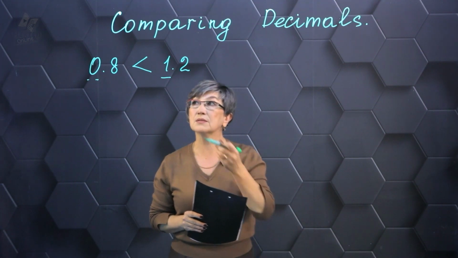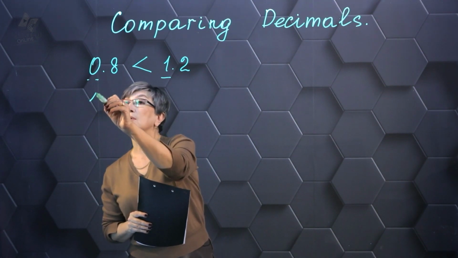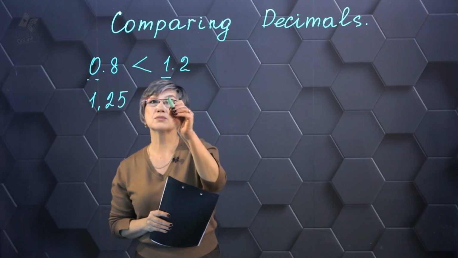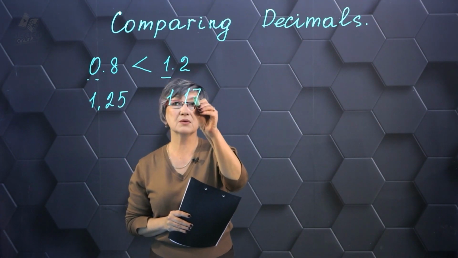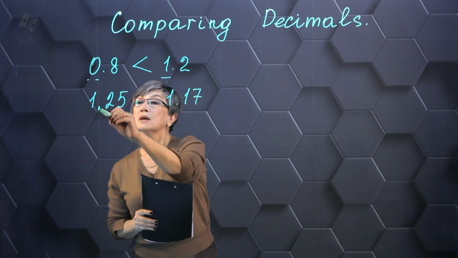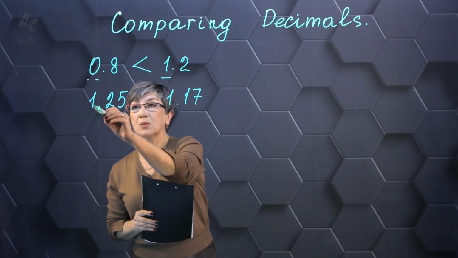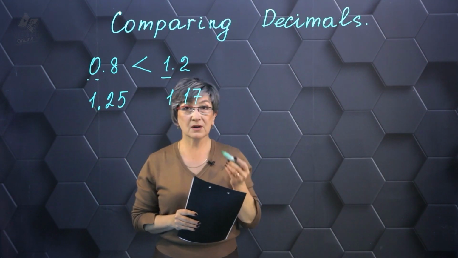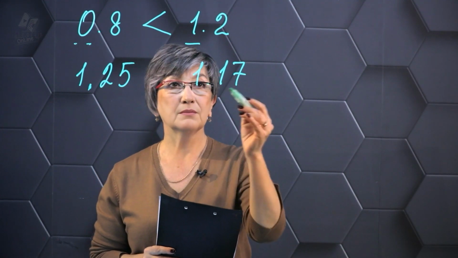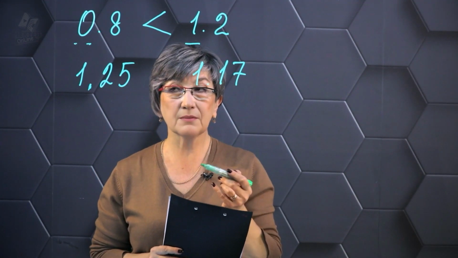So, I'm going to take 1.25 hundredths and compare it to 1.17 hundredths. What am I supposed to do? I compare the whole parts. One whole and one whole. We have the whole parts equal. Then we move on to the fractional parts, the parts of decimals.